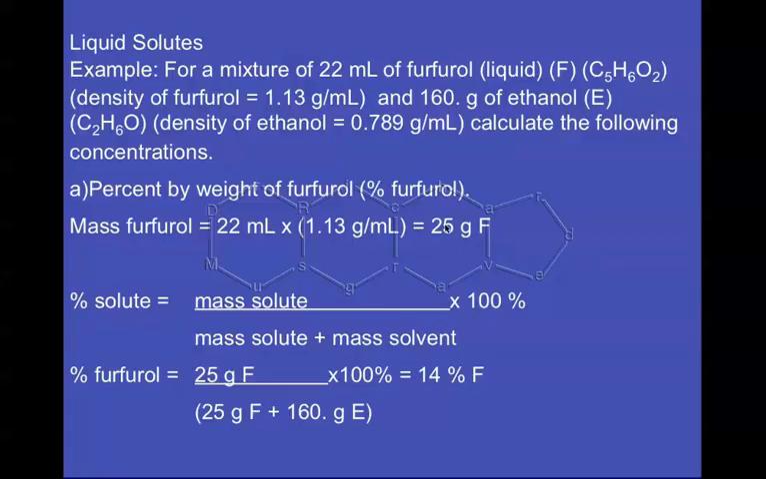So what we're going to do now is figure out the percent of furfural in the solution, and we're going to take the mass of furfural and divide it by the mass of furfural plus the mass of ethanol, which was given to us in the problem, and that comes out to 14% of furfural.